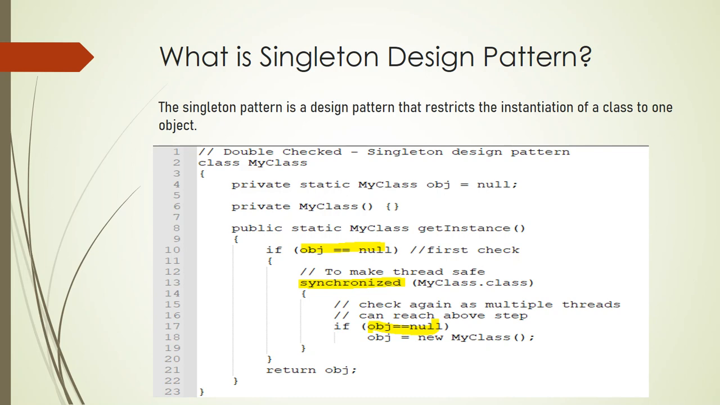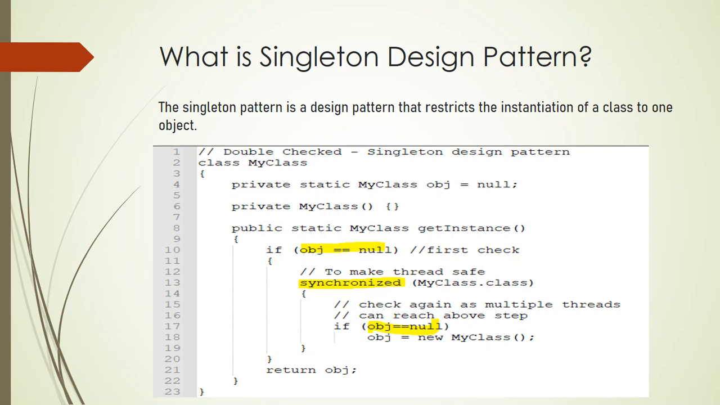So what is singleton design pattern? Singleton design pattern is a design pattern that restricts the instantiation of a class to one object. That means in the context there will be only one instance of this class. Okay, see, this is an example wherein the singleton design pattern is implemented. There are multiple flavors of singleton design patterns. Out of that, this one is the double-check singleton design pattern with synchronization.